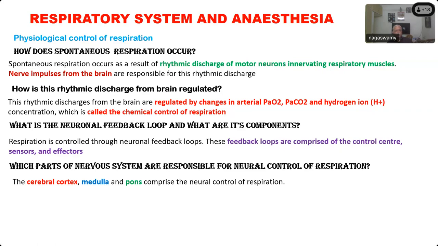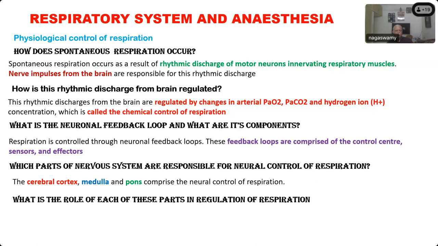When you see something frightening, what happens to your respiration? Do you increase your respiration or do you decrease your respiratory rate? When you are scared, when you are frightened, it increases, isn't it? So how is that controlled? The sense of fear is perceived by the cerebral cortex, isn't it? And from there you have connections to the respiratory center situated downwards in the medulla and pons. So there are connections to all these three areas.